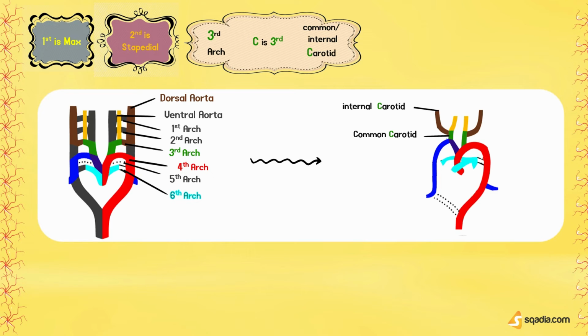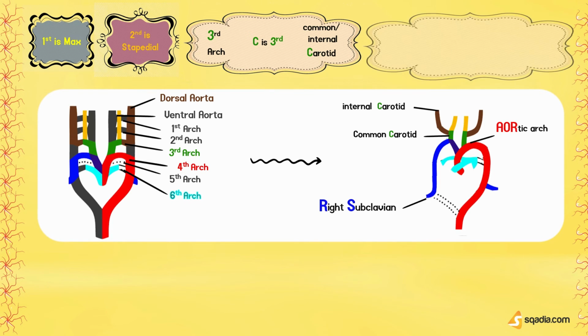Now, moving to the next mnemonic, for the fourth aortic arch. We know that aortic arch 4 of the right side becomes the right subclavian artery. Aortic arch 4 of the left side becomes the aortic arch. So, the mnemonic for the fourth arch is 4 and 4s. 4 rhymes with aorta, while R in 4s is for right, and S in 4s is for subclavian.